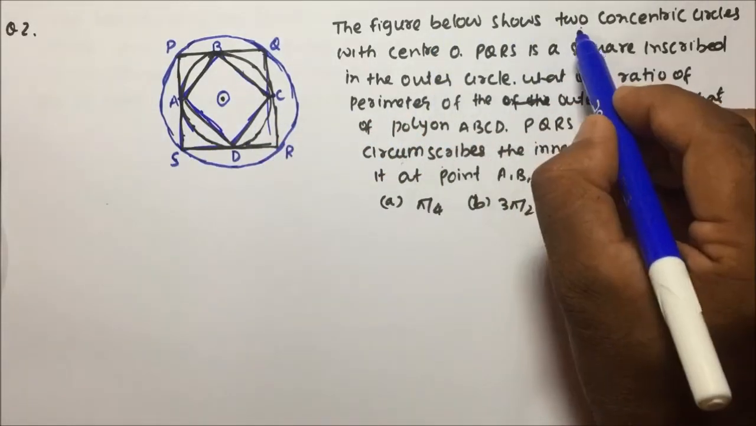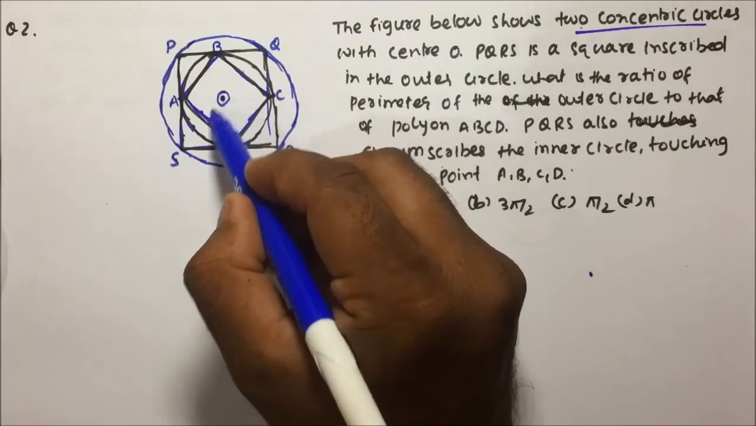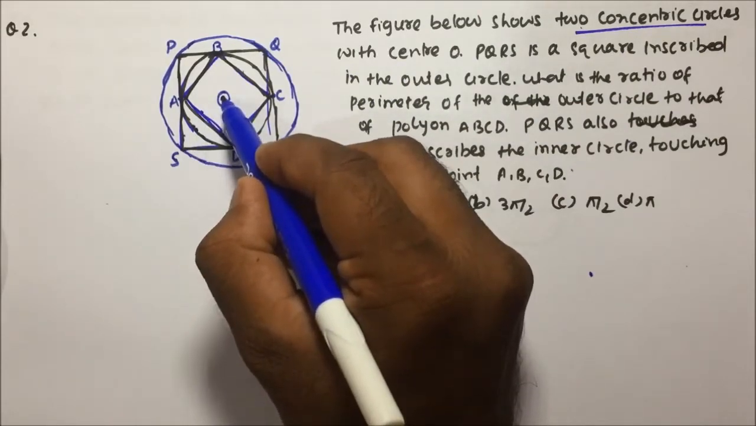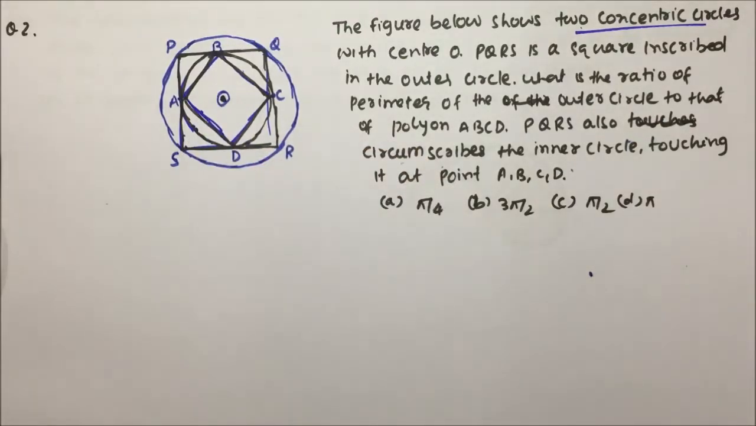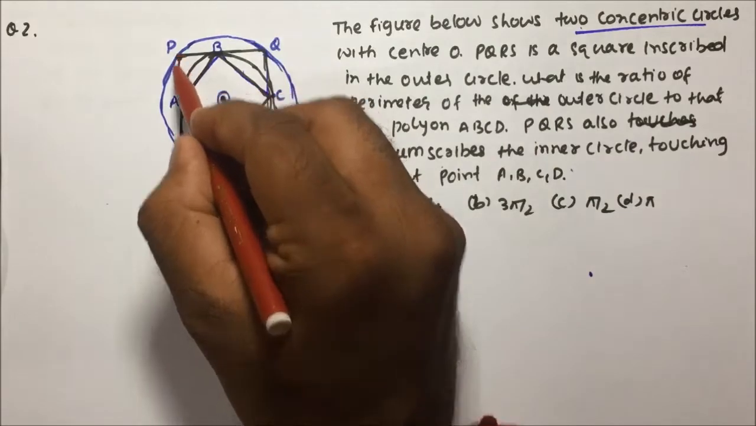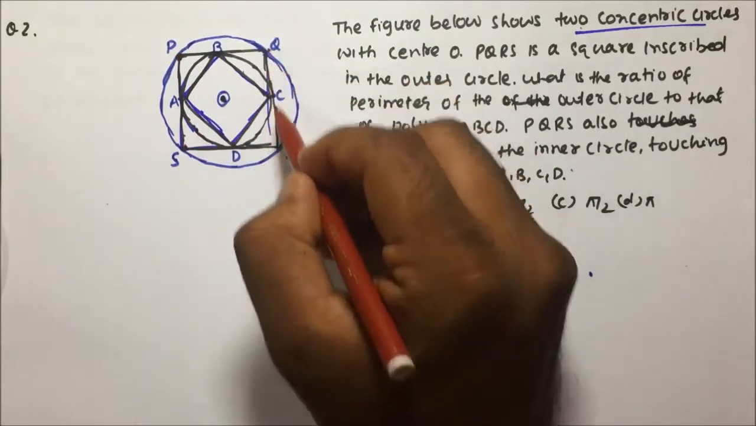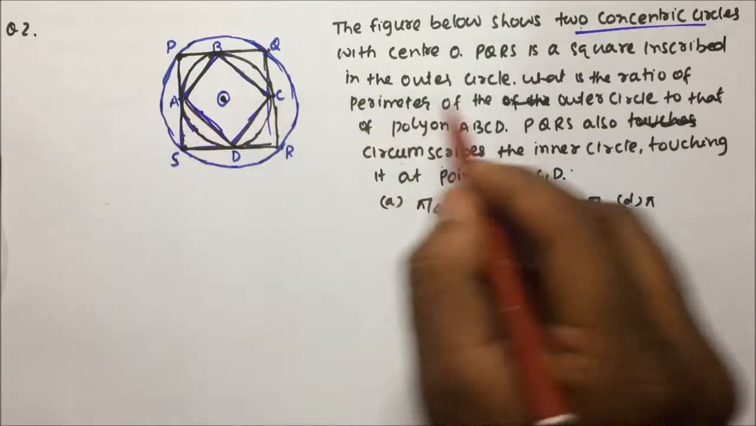See, the figure below shows two concentric circles. So there are two concentric circles, meaning the center is the same. For this circle also the center is the same, and for this circle also the center is the same. Right, friends? Okay. Now what they have told is PQRS is a square inscribed in the outer circle.